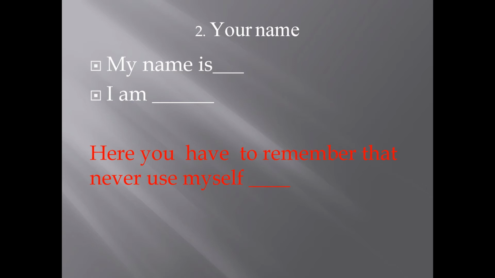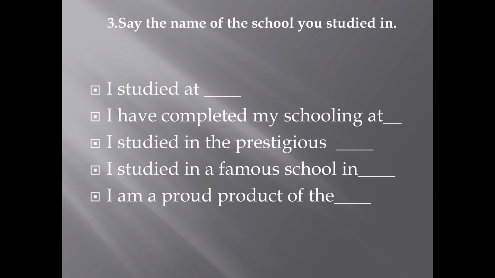After saying your name, you have to say the name of the school you studied in. For this, you can use the following sentences: I studied at, I have completed my schooling at, I studied in the prestigious, I studied in the famous school in, I'm a proud product of the. Like that you can use.